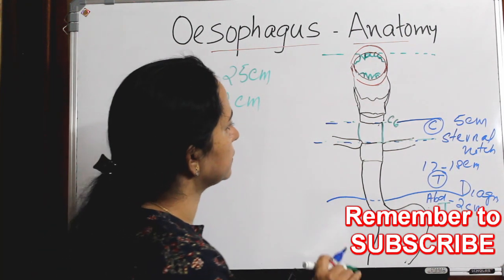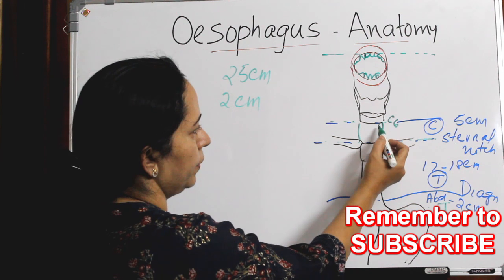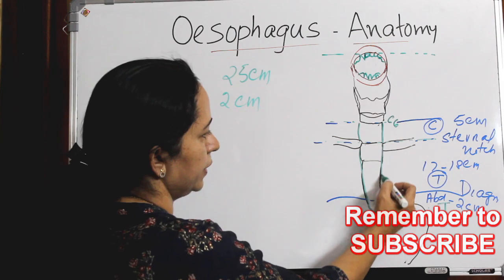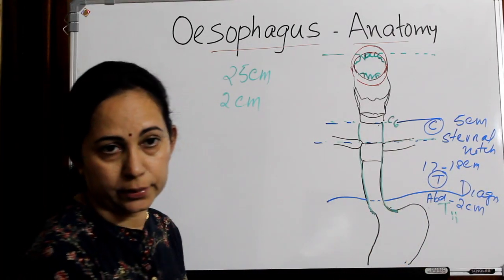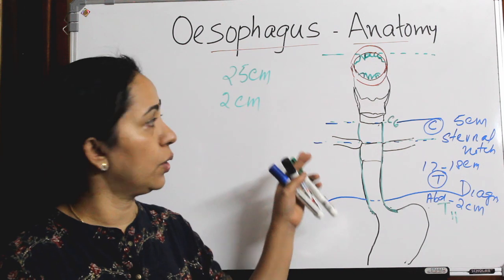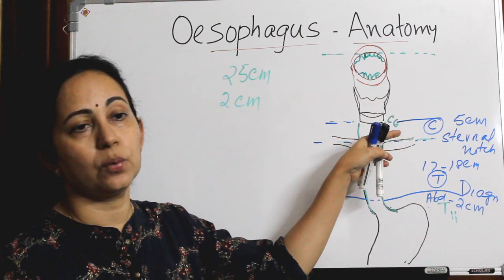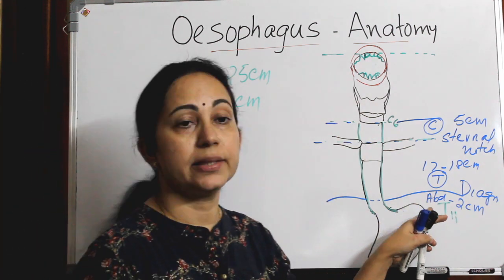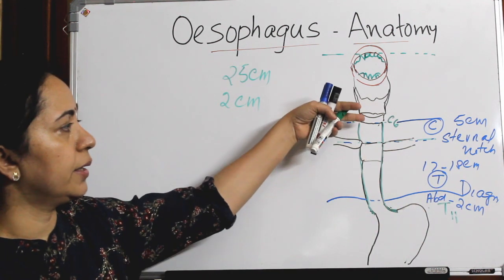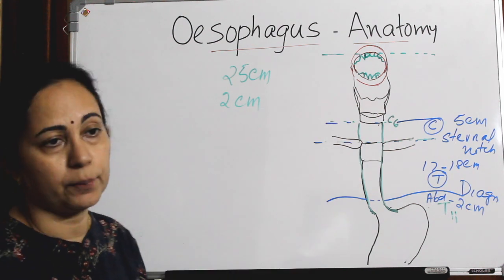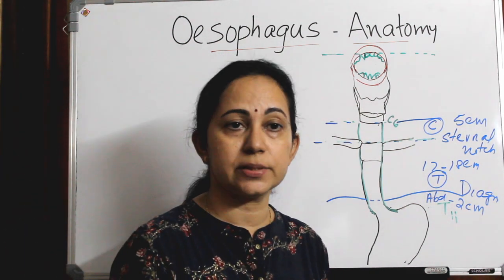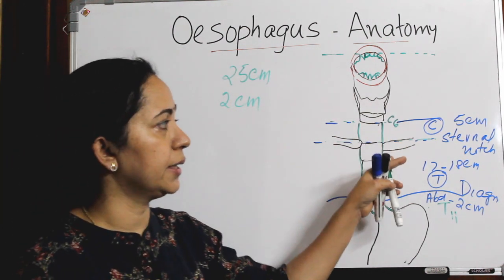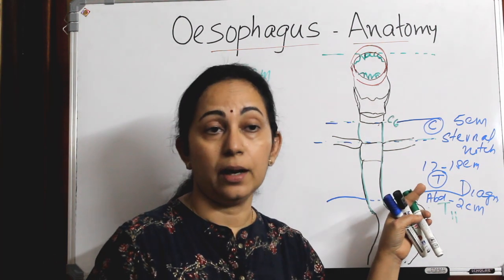So it starts from the lower border of the cricopharynx and joins with the stomach. It is a long tube of around 25 centimeters in length and 2 centimeters in diameter, from the lower border of the cricopharynx at the level of C6 up to T11, and it can be divided into a cervical part, a thoracic part and an abdominal part, going through the superior as well as posterior mediastinum. From our side, the cervical part and the upper thoracic part are of importance.